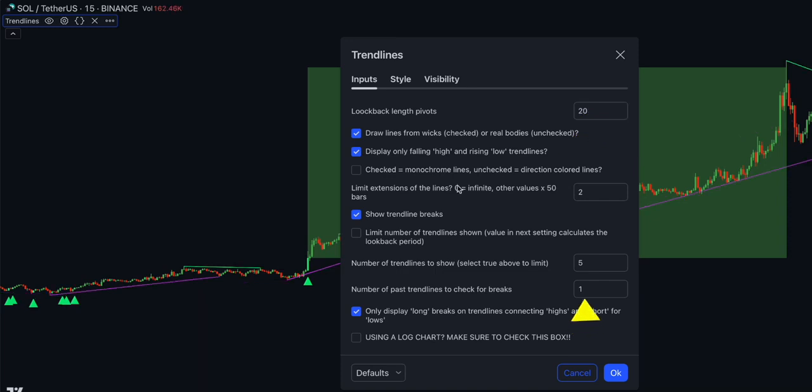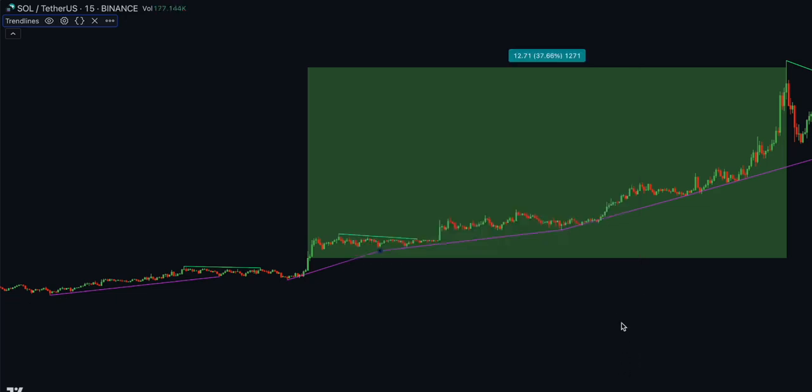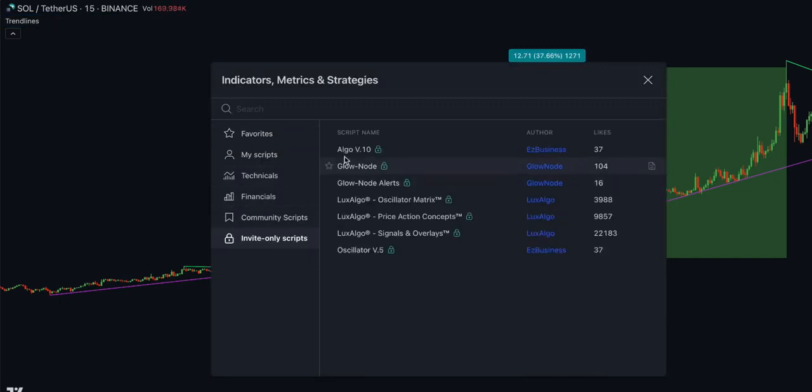The next step is to limit the extension lines to 1. We will also need to disable these trend line breakout signals. Instead, we'll use the signals from the second indicator. This pro indicator is called Algo V10. I will leave its link in the video description.